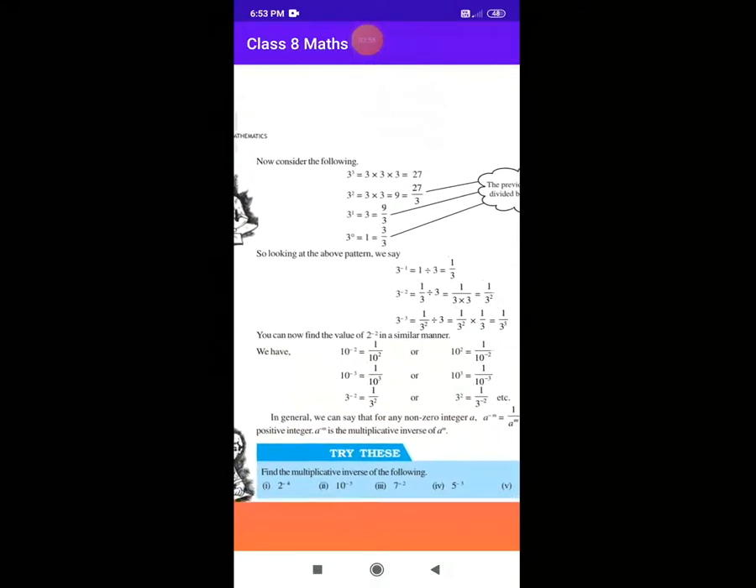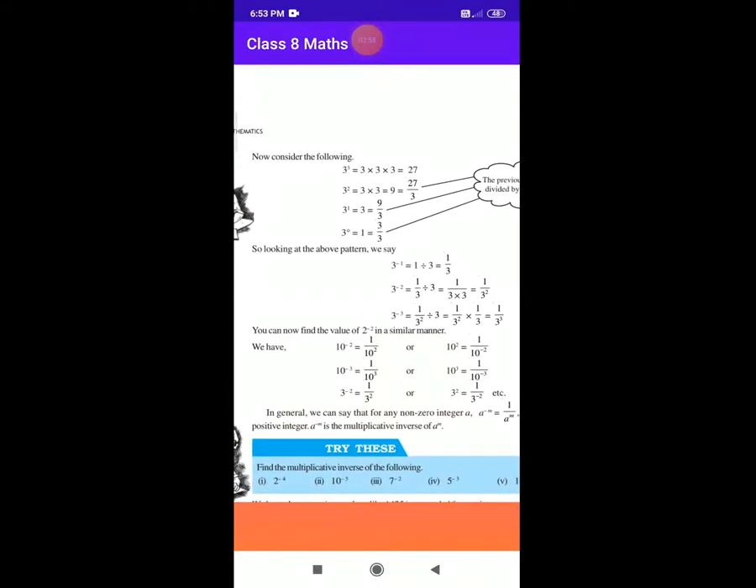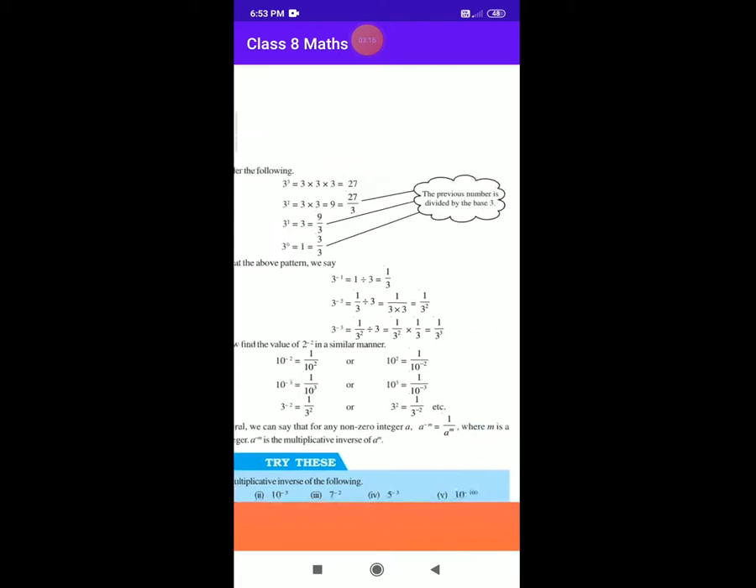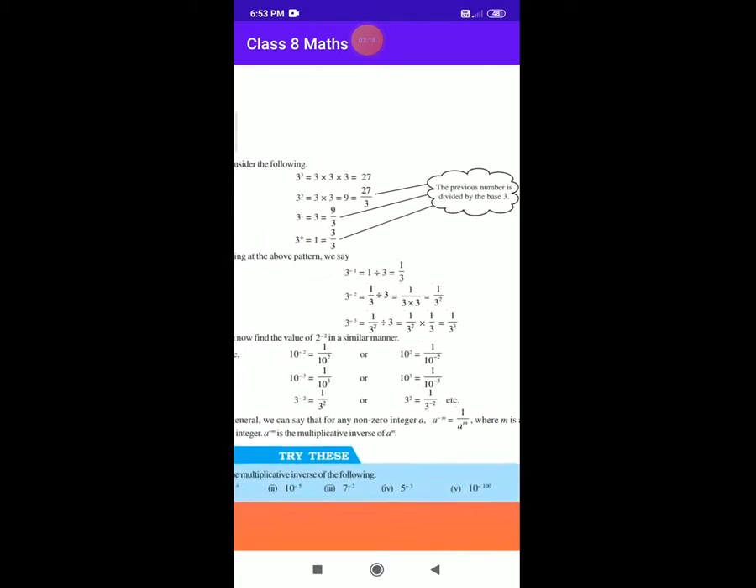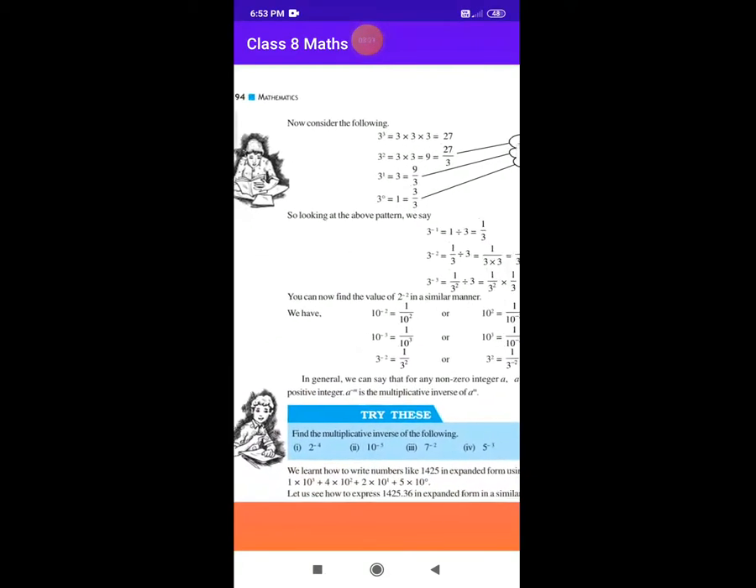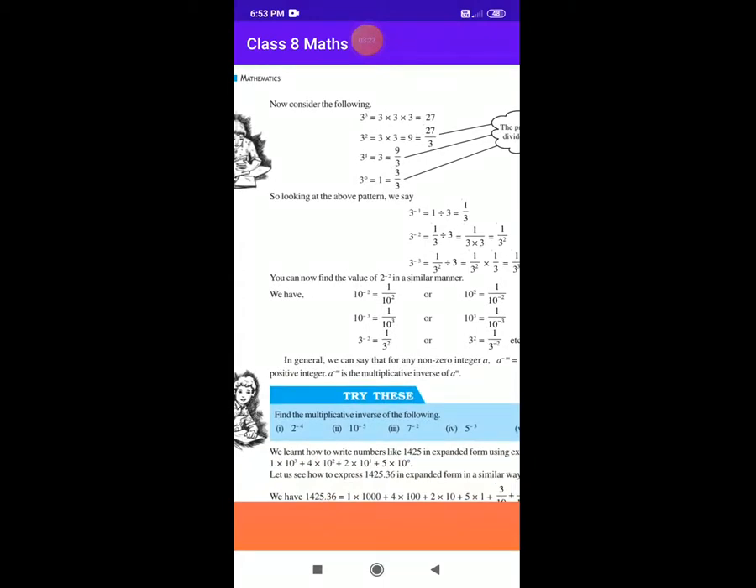Now consider the following: 3 raised to 3 means 3 multiplied by 3 multiplied by 3, which is equal to 27. Now 3 squared is equal to 3 multiplied by 3, which is 9, or 27 by 3. And 3 raised to 1 is equal to 3, that means 9 by 3. And 3 raised to 0 means 1, which is equal to 3 by 3. Here the previous number is divided by the base 3. So looking at the above pattern, we say 3 raised to minus 1 is equal to 1 divided by 3.